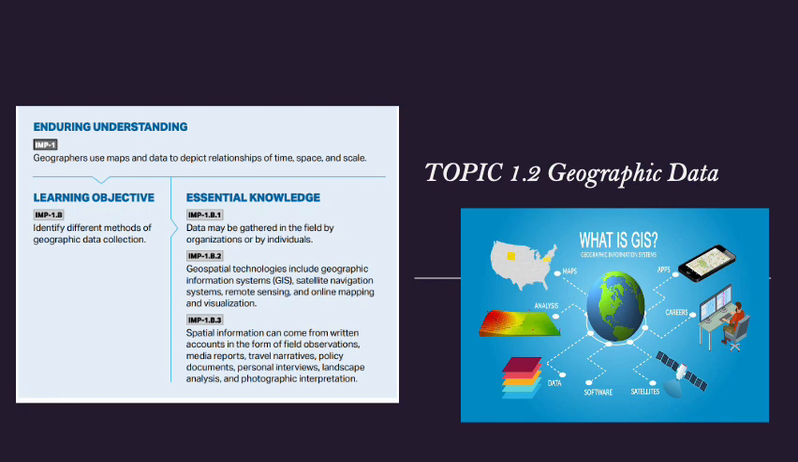Geospatial, we learn about geospatial technologies that include geographic information systems, the GIS, the satellite navigation systems, remote sensing, and online mapping and visualization. You'll also need to know about the spatial information that can come from written accounts in the form of field observations, media reports, travel narratives, policy documents, personal interviews, landscape analysis, and photographic representation.